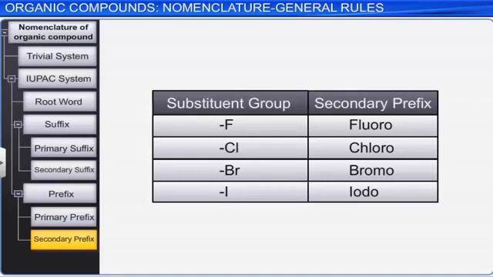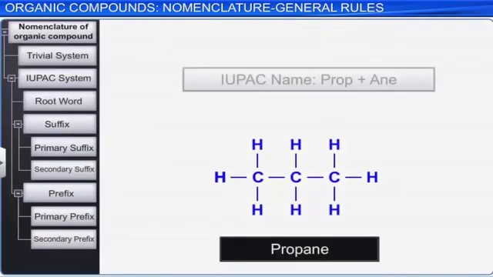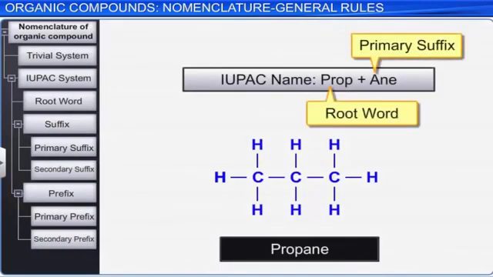Some secondary prefixes and their substituent groups are fluoro for fluorine, chloro for chlorine, bromo for bromine, iodo for iodine, respectively. However, in acyclic compounds, the primary prefix is not used. So, if the prefix cyclo is not used, it indicates that the compound is acyclic, as in propane.